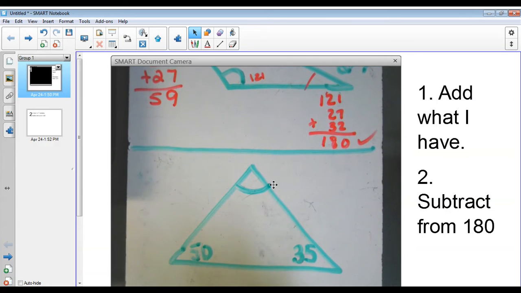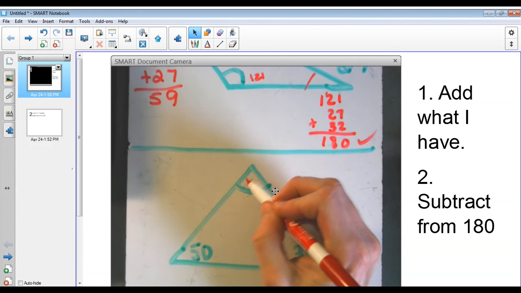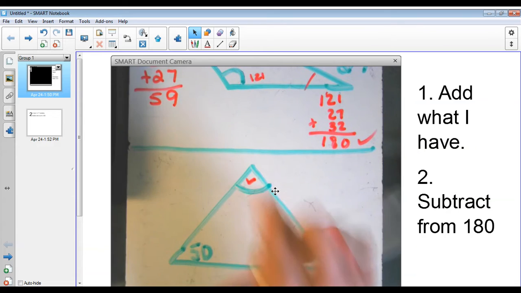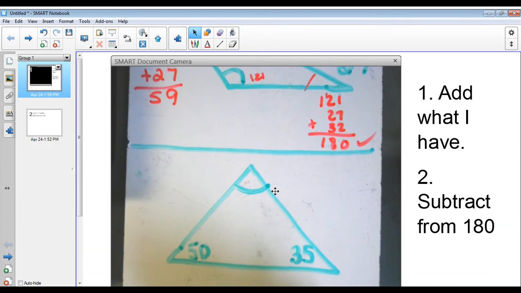Taking a look at another one. So this triangle here, we might say, oh, this looks like a 90-degree angle. It might be a right triangle. Unless the little right angle box is drawn in here, we don't know that for sure. So we have to prove that this is a right triangle or that it's not a right triangle.